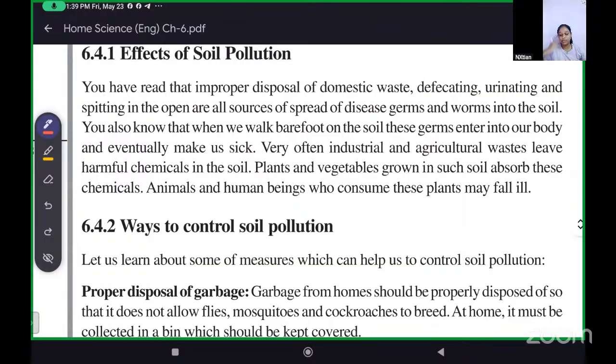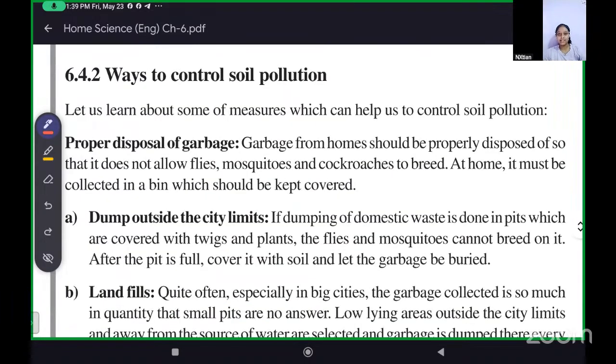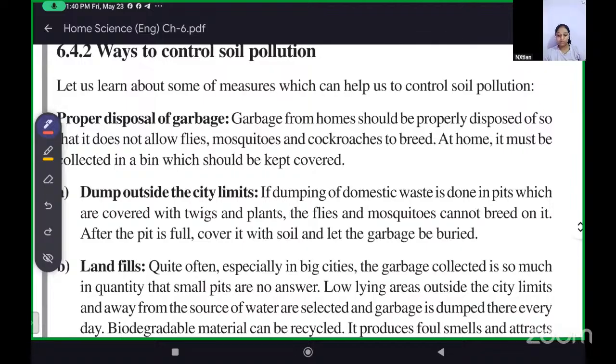Sometimes the waste from the industries and agriculture, the farmers also just dump the waste into the farming land when they are not farming there. That also leads to soil pollution. They leave harmful chemicals in the soil. Also, plants and vegetables grown in such soil absorb these chemicals, and animals and human beings who consume these plants may fall ill. Then there are some ways mentioned to control soil pollution, which we will talk about tomorrow.